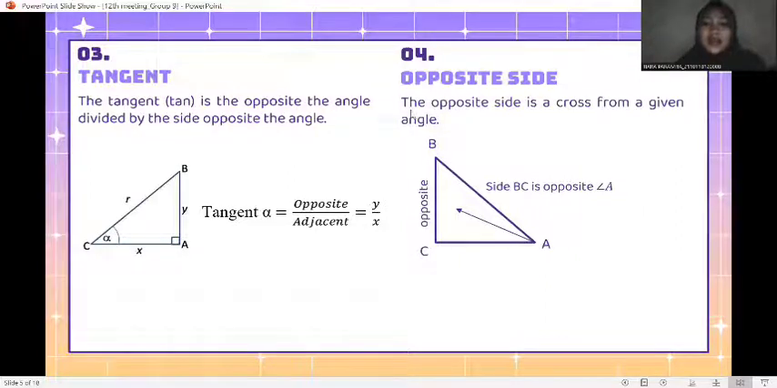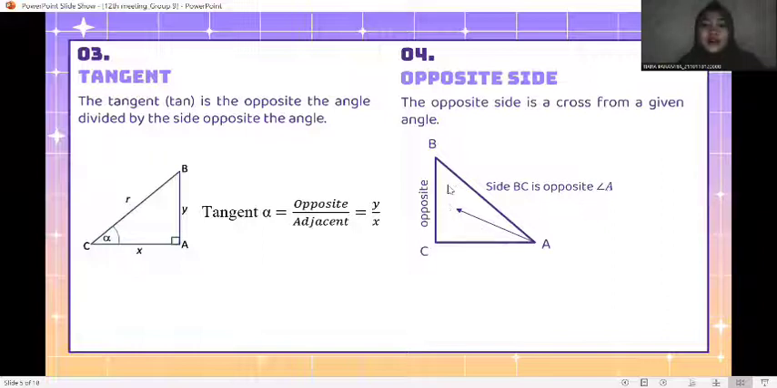Next is opposite side. The opposite side is across from a given angle. Example, from the picture here, let here be alpha. In triangle ABC, here is alpha. So the side opposite from angle A is here. Let here be alpha, so the opposite is here.